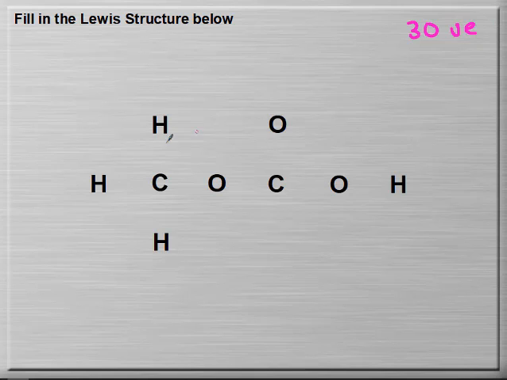Next, I need to connect all the atoms. So I'm going to draw a single bond between each of them. So that's 2, 4, 6, 8, 10, 12, 14, 16. So I have 14 electrons still to use. I need 2, 4, 6, 8, 10, 12, 14, 16. So I need 16. I only have 14, so I need a double bond somewhere.